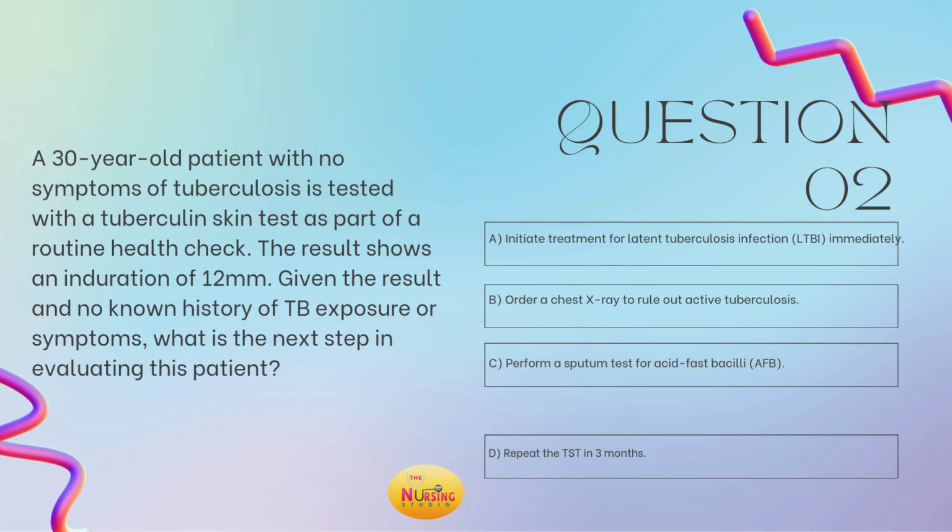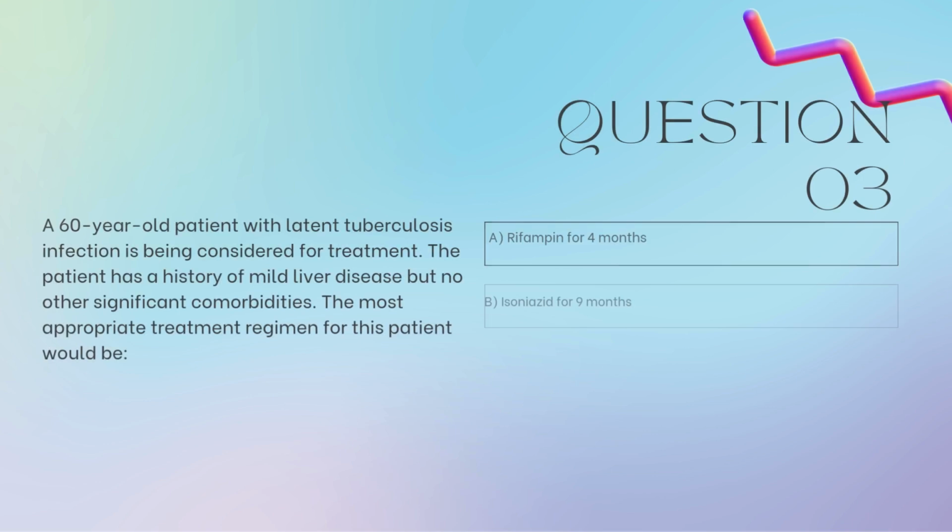But what you want to do is order that chest x-ray, of course, ask the identifying questions, but also order that chest x-ray to make sure that it's not active TB that we are dealing with, so that you can proceed forward with latent management and treatment, okay?